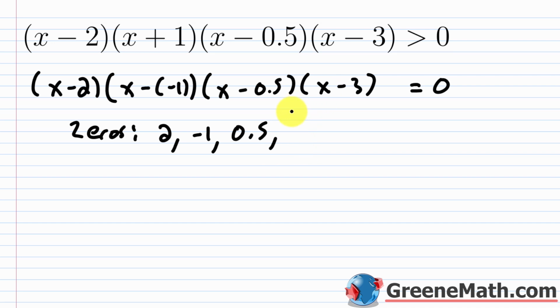So the only mistake that I see people making is not rewriting something like x plus 1. Remember, it's got to be x minus k. So if it's x plus 1, change it over to x minus a -1.